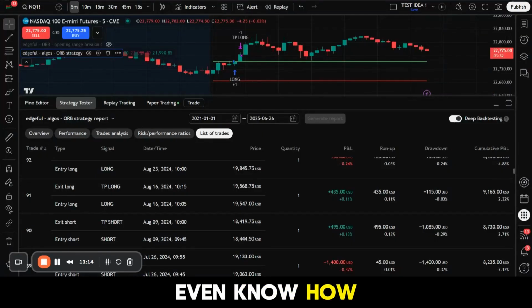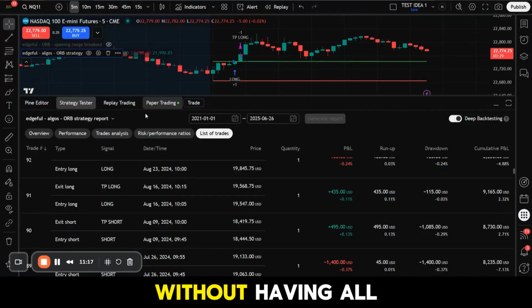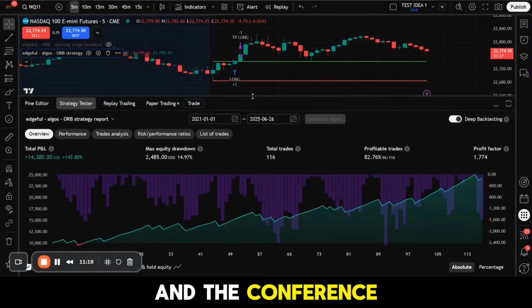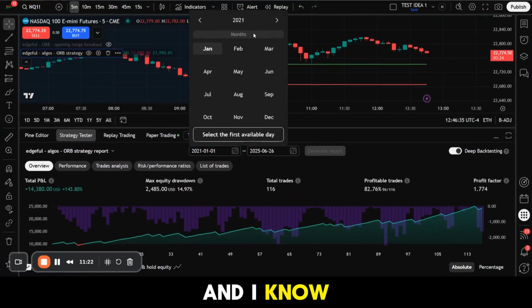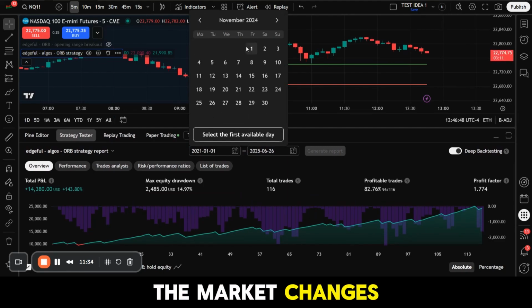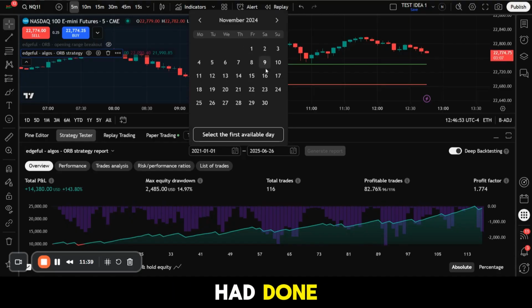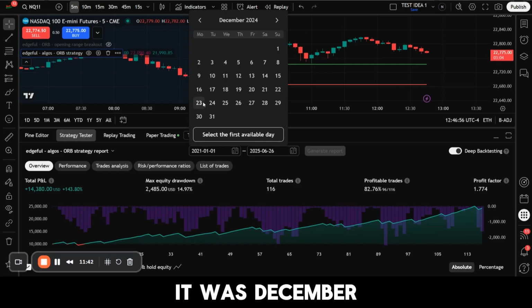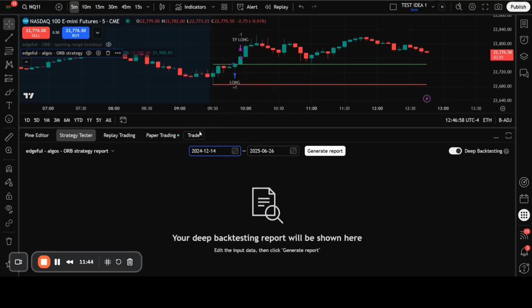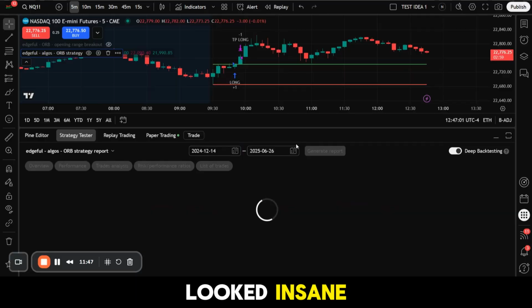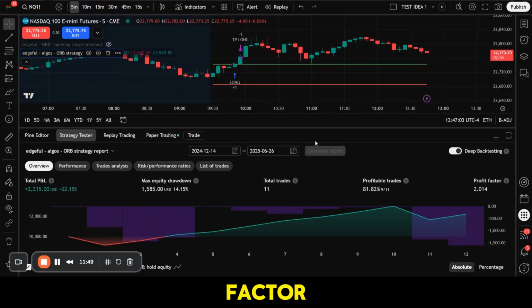So I don't even know how I was able to trade without having all the backtest and the confidence to do it. And I know the other part of this too is what is your backtest period that gives you, the trader, confidence? I know some in the Discord like only to do 6 months because they believe the market changes. And again, that's why you got to find your settings, because previously I had done since, I think it was December or something. And I had these settings that looked insane. They had like a 10x, a 10 profit factor.